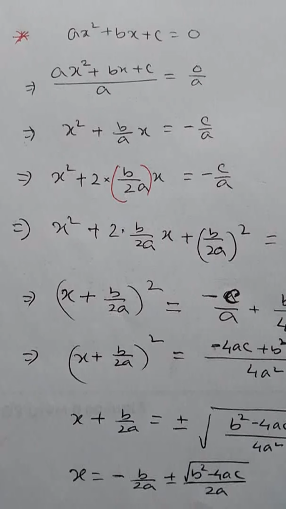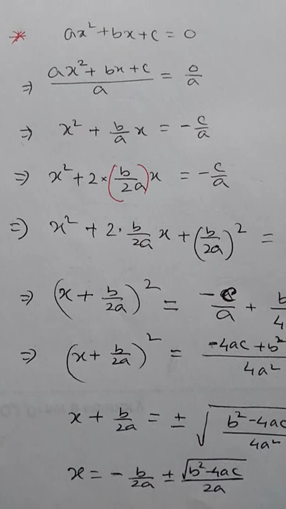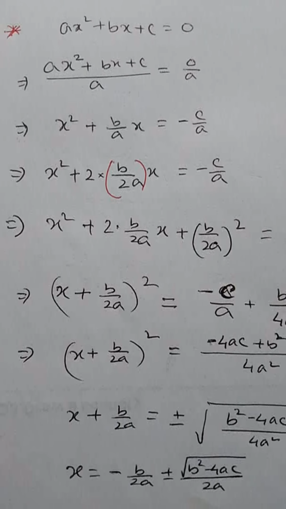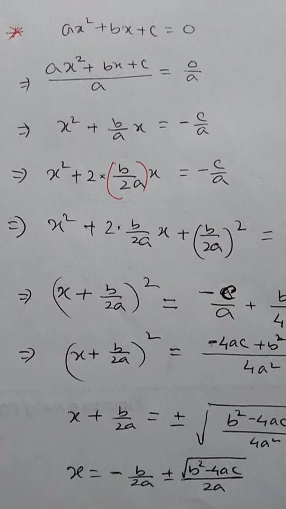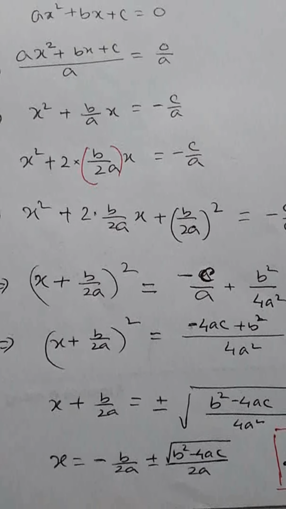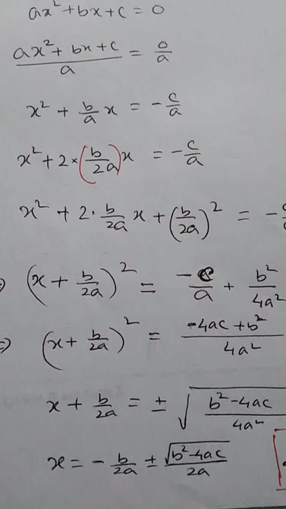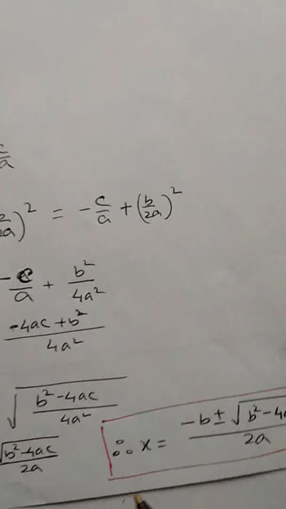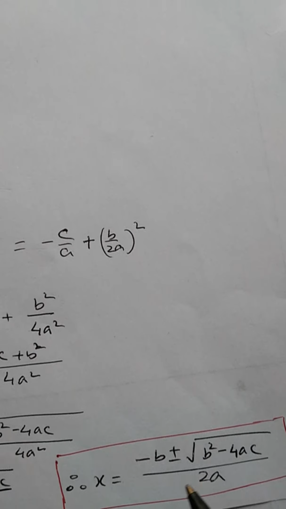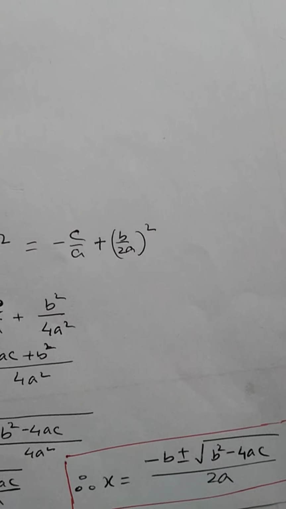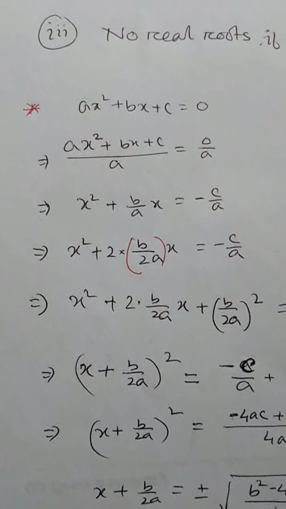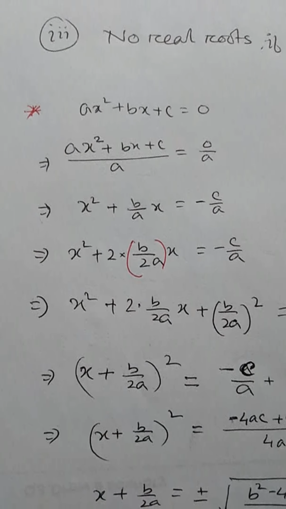Now today we'll visualize this derivation, how we actually complete the square, and using this only we can get the quadratic formula, which is x equals minus b plus minus root over b square minus 4ac by 2a. Now let us try to visualize this completing the square.